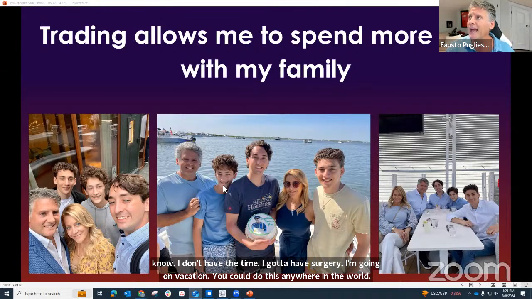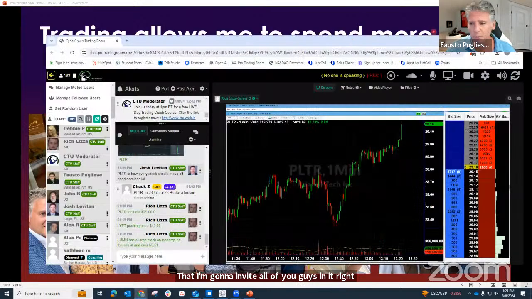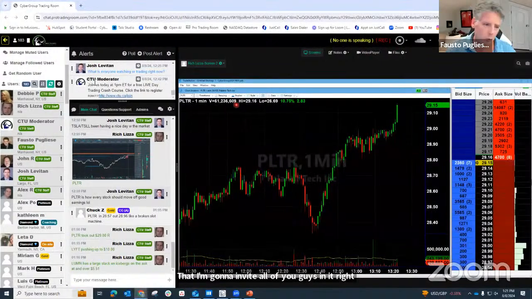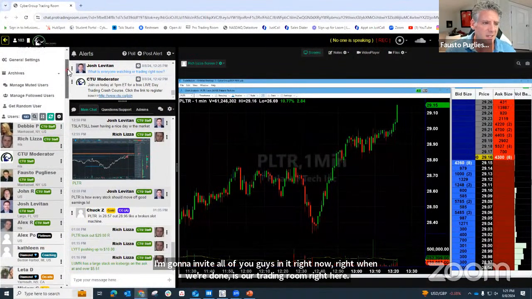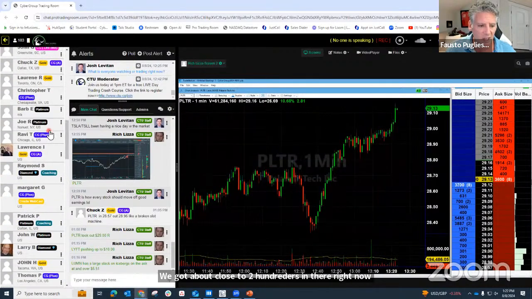Here's my trading room. I'm going to invite all of you guys in it right when we're done. This is our trading room right here. Looks pretty complicated, right? Well, it's really not. We have close to 200 traders in there right now. These are all of them on the left-hand side.